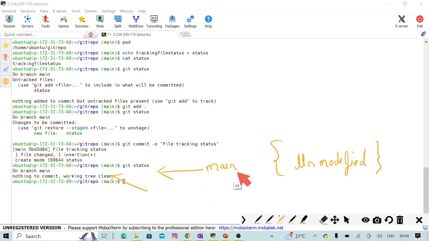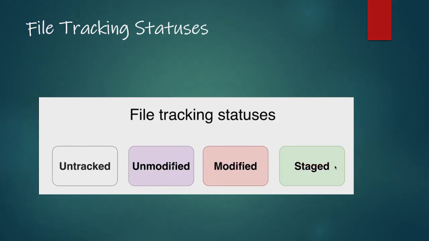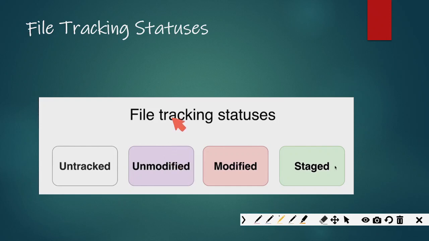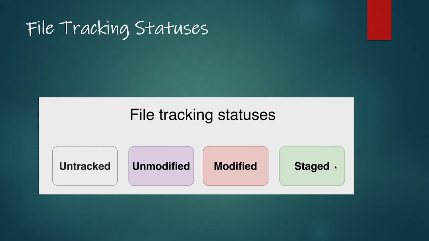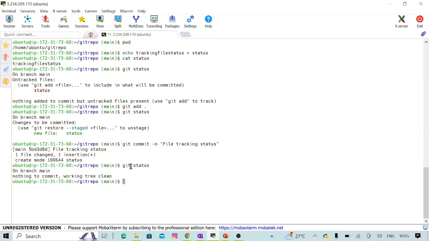So what if I go back to my presentation? Now we have seen what is untracked, what is unmodified, what is staged. So we have looked at these particular points, right? The one more file status which we have not really talked about is modified. So let's try to understand the meaning of modified. So let me go back to my console once again.